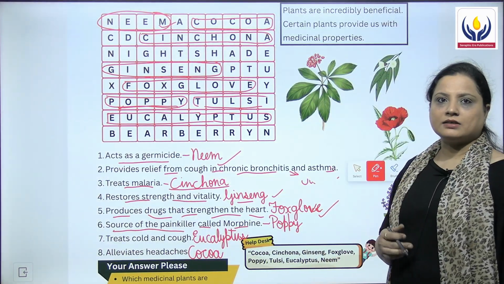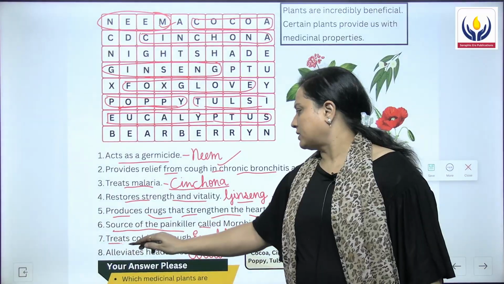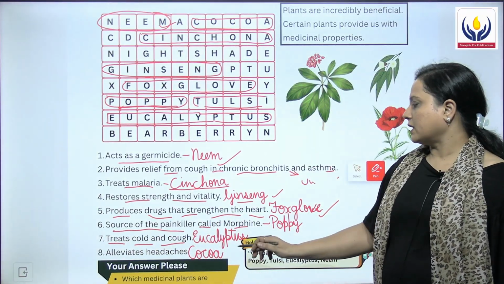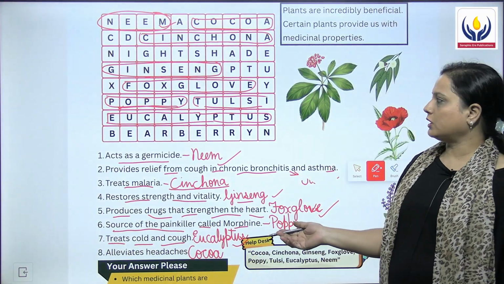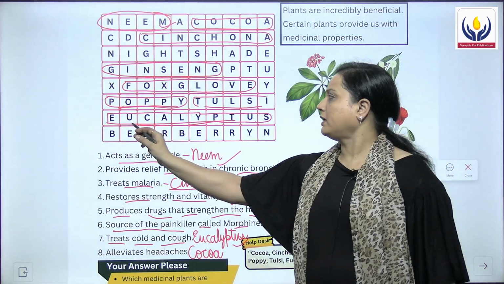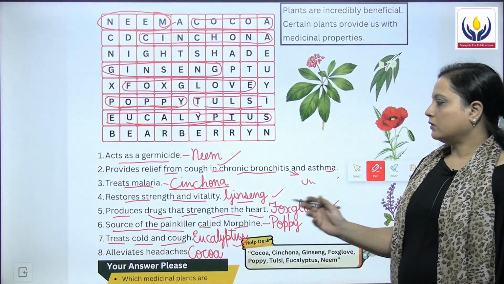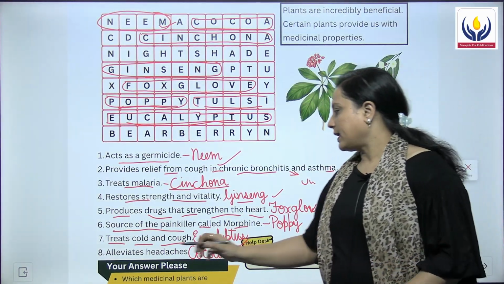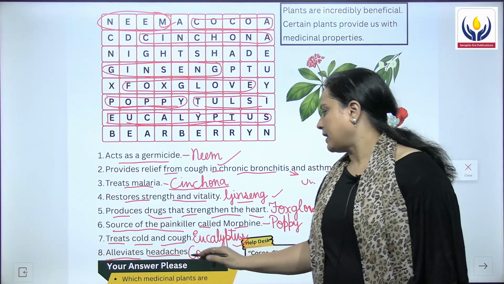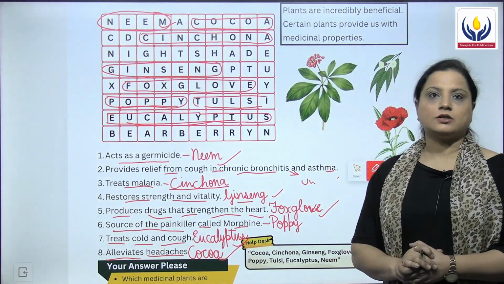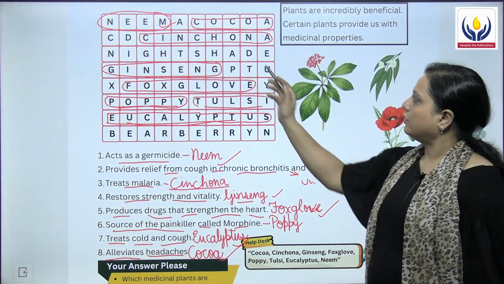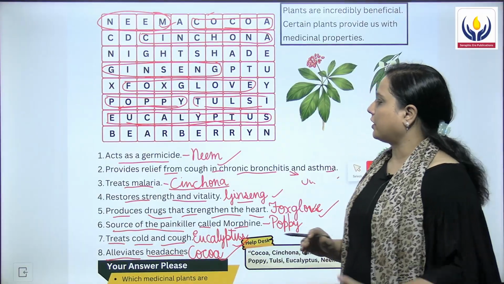The next, that is the seventh one, treats cold and cough, and the answer for this question is eucalyptus, written over there in the grid. Then the eighth one is alleviates headaches, and the answer for this is cocoa. Cocoa is written on the top of the grid.